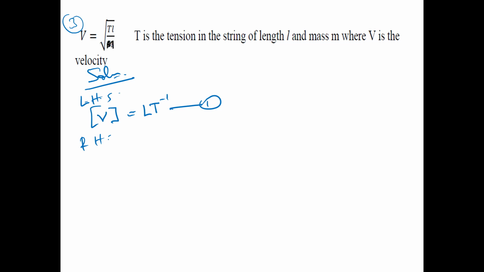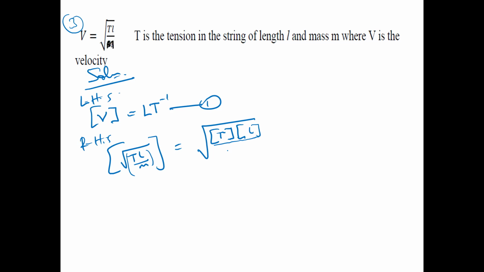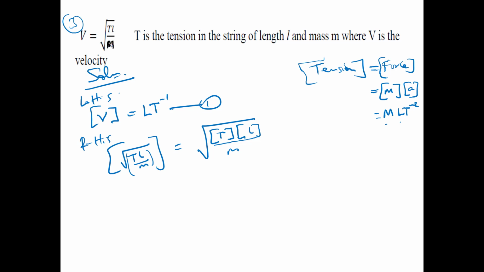Then on the right-hand side, we have to get the dimensions of whatever is there. We have the square root of TL over M. So this is the same as square root of dimensions of capital T, which is the tension, times the L, then everything divided by the M. Remember that tension is force. Tension is the same as a force. So they have the same dimensions. And dimensions of the force is the same as dimensions of the mass times dimensions of the acceleration, which is the same as capital M L T power negative 2. You can do this on the side, you can bring it in here, it is okay.